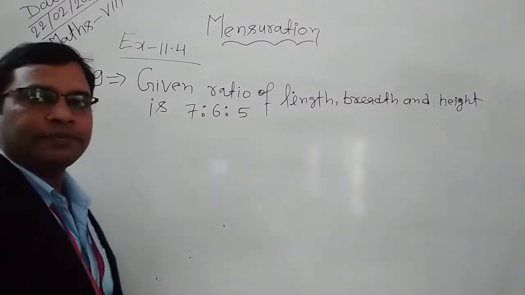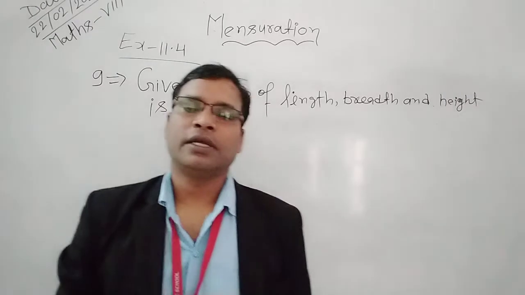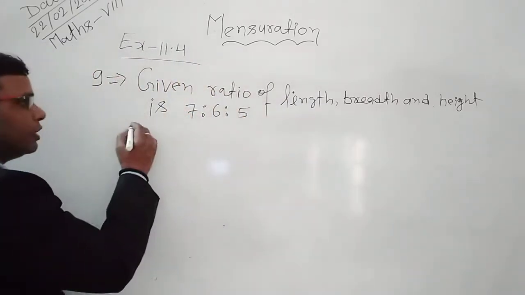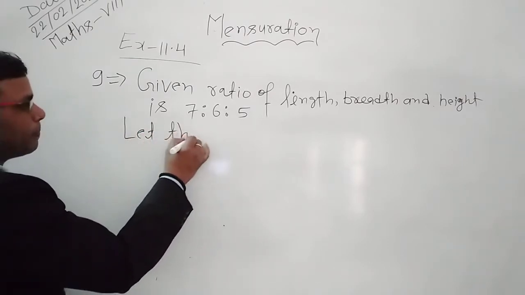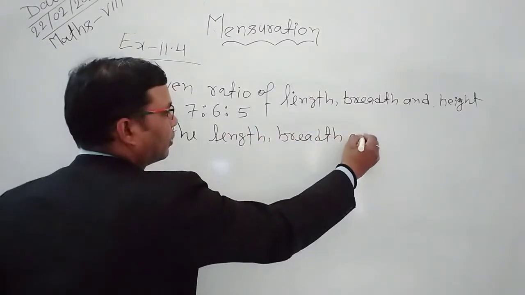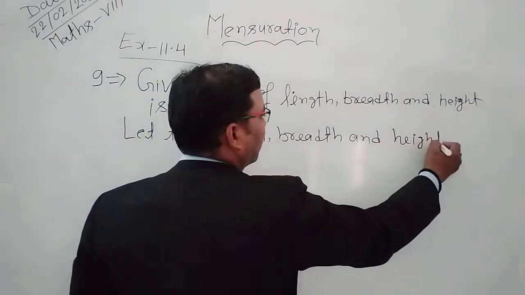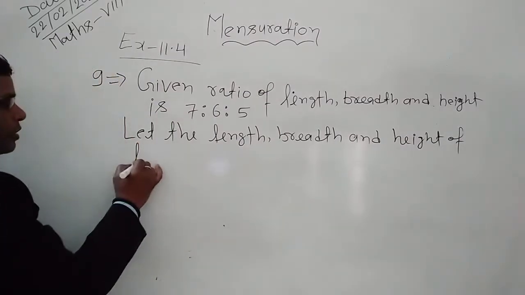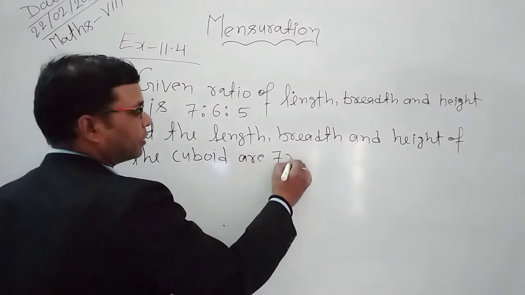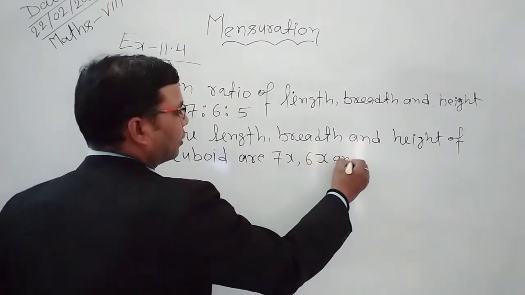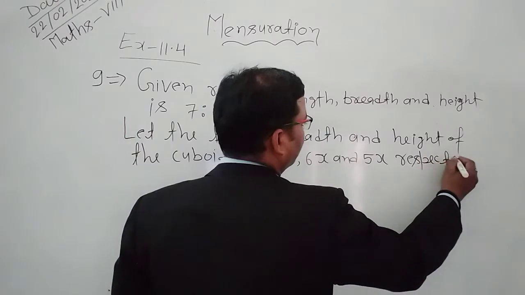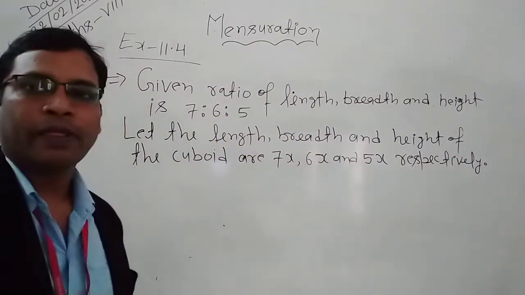7:6:5. So here we first let the length, breadth and height of the cuboid be 7x, 6x, and 5x respectively. Okay.